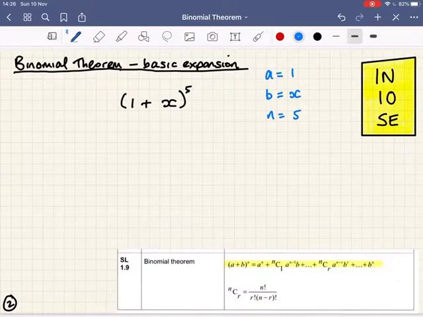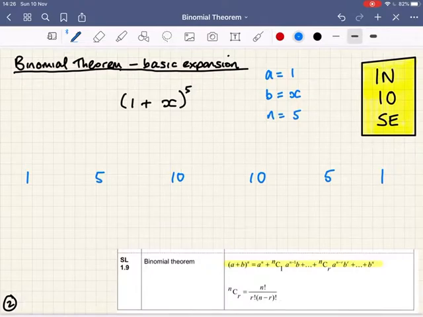Now I know that all of my nC1s, nC2s and so on, this is the 5th row of Pascal's triangle, so I can just write down straight away what my values are going to be at the beginning. I know I'm going to have 1, I'm going to have 5, I'll have 10, I'll have 10, I'll have 5, and then I'll have 1. Notice that when n equals 5, there are 6 terms in the expansion. There's always one more term than the power that you're expanding, because we have to cater for the case when n is equal to 0.